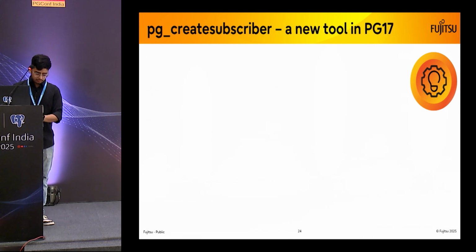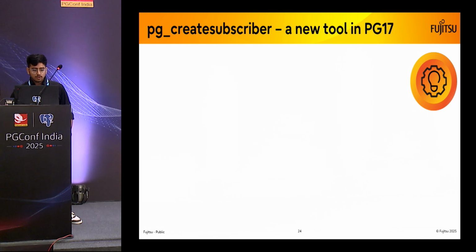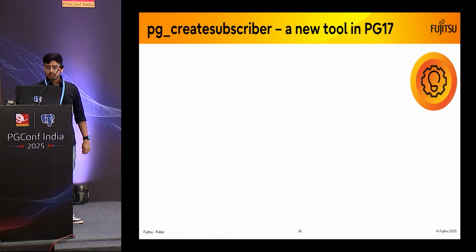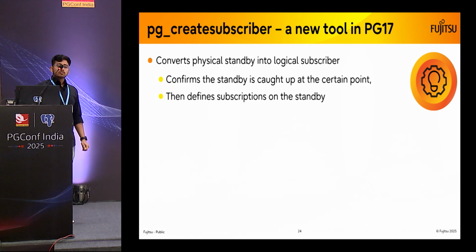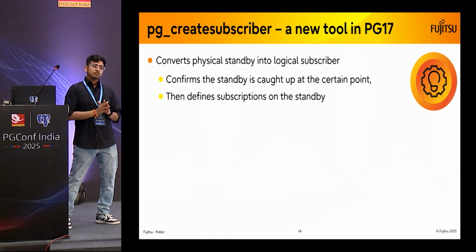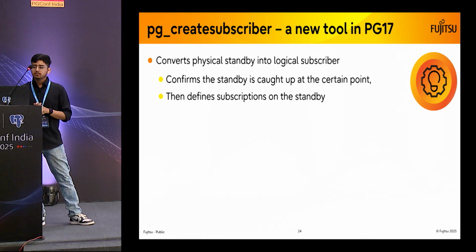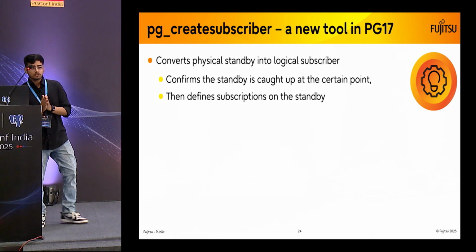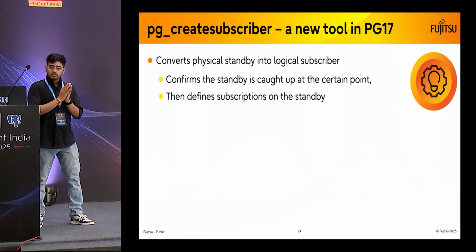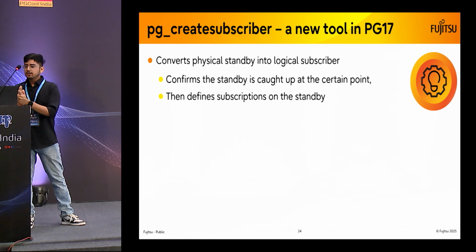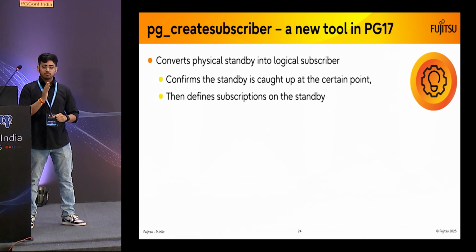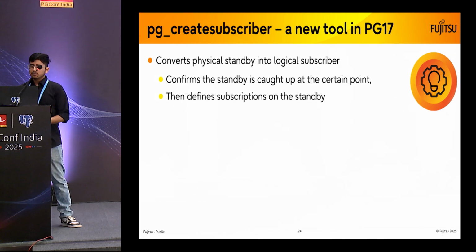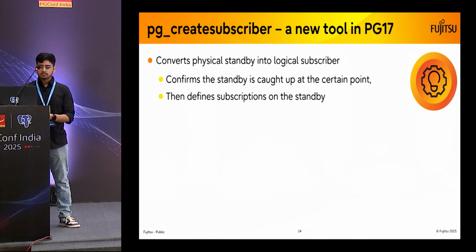Now let's talk about the new tool which was introduced in PG17, that is pg_createsubscriber. pg_createsubscriber converts a physical standby to a logical subscriber. So how does it do that? It first ensures that this standby is caught up to a certain point. Then after that point, it will create a subscription on the standby.